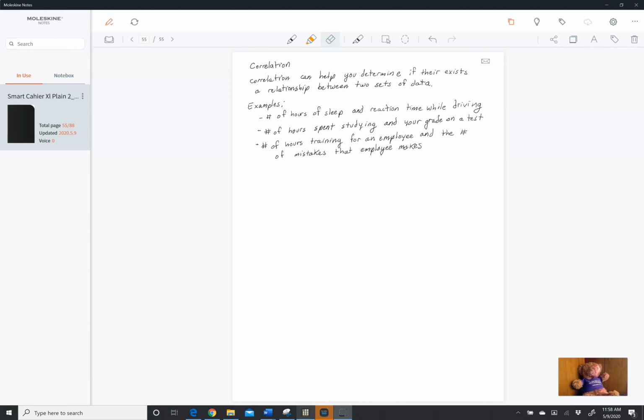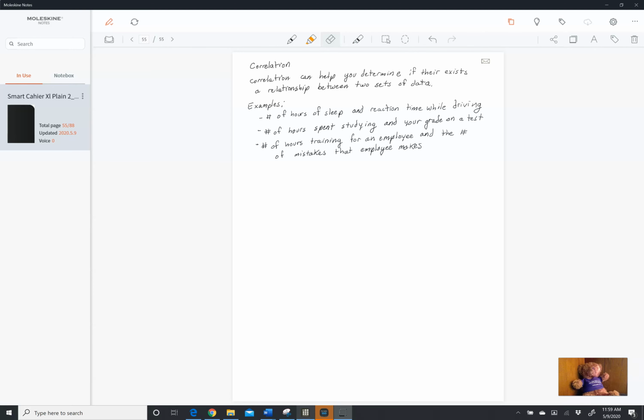It's the one that you're not asking about. Okay, number of hours of sleep, this is sort of a given. The reaction time is the response variable. It's the one that's dependent on the other. Okay, we call it a dependent variable. So the reaction time while driving is what we think is dependent on the hours of sleep. Sometimes it can be easier to identify the dependent variable. Your grade on a test, we think, is dependent on the hours of time that you spend studying, okay?